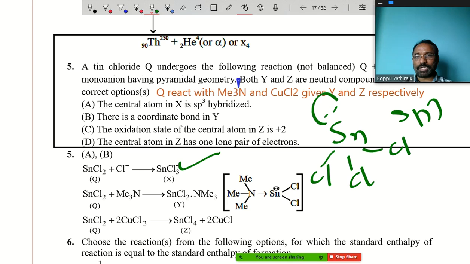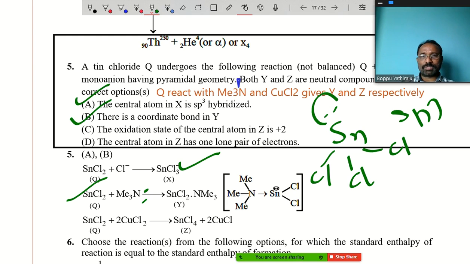Next, there is a coordinate bond in Y. Let us see this second reaction. In SnCl2 one empty p orbital is there. In trimethylamine at the nitrogen atom one lone pair of electrons is there. Therefore, a coordinate covalent bond is formed between the nitrogen and tin atom. Therefore, it is a right statement. A is the right statement and B is the right statement.